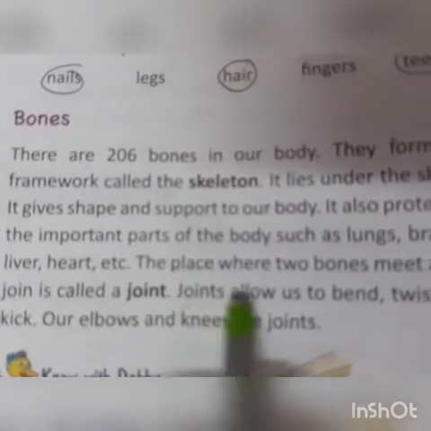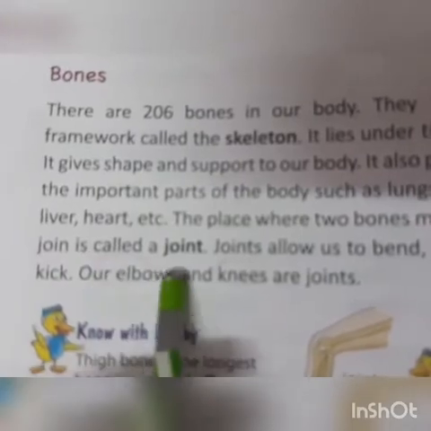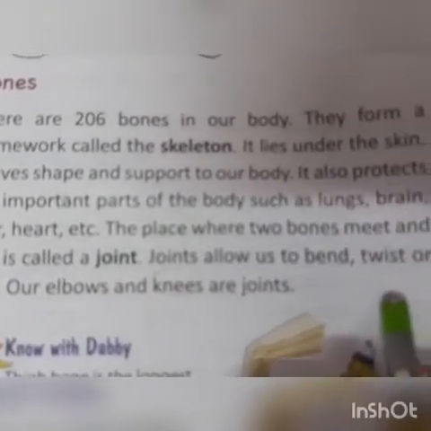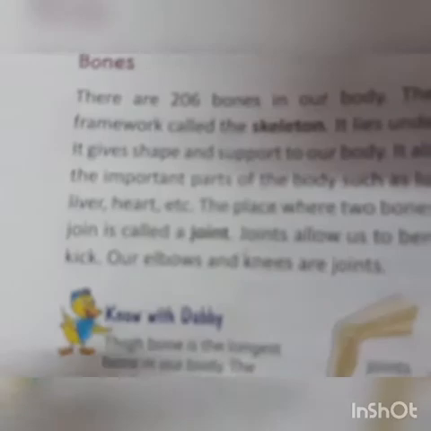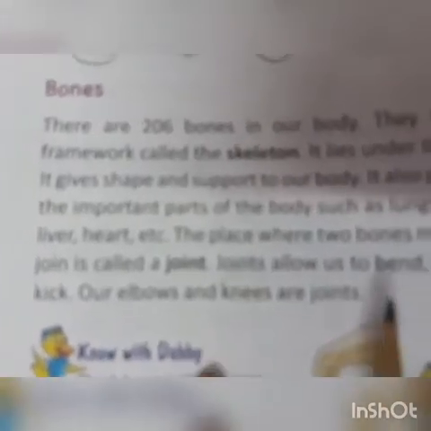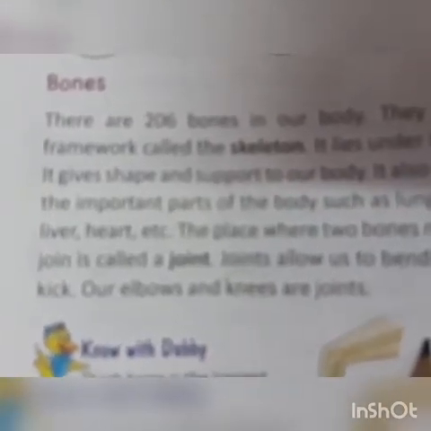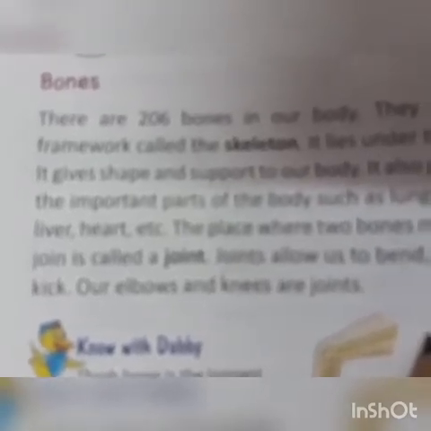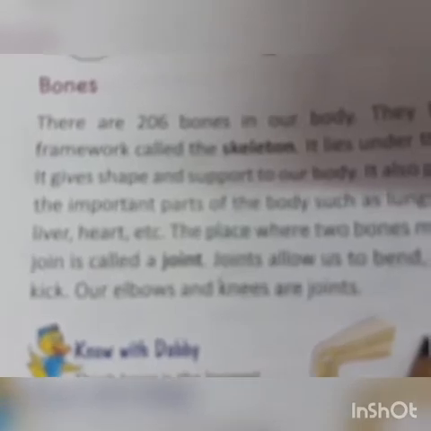Now the place where two bones meet and join is called a joint. A joint allows us to bend, twist or kick. Our elbows and knees are joints. Now what are joints? Wherever two bones meet, that place is called a joint. There are many points in our body where two bones meet, and that place becomes a joint.